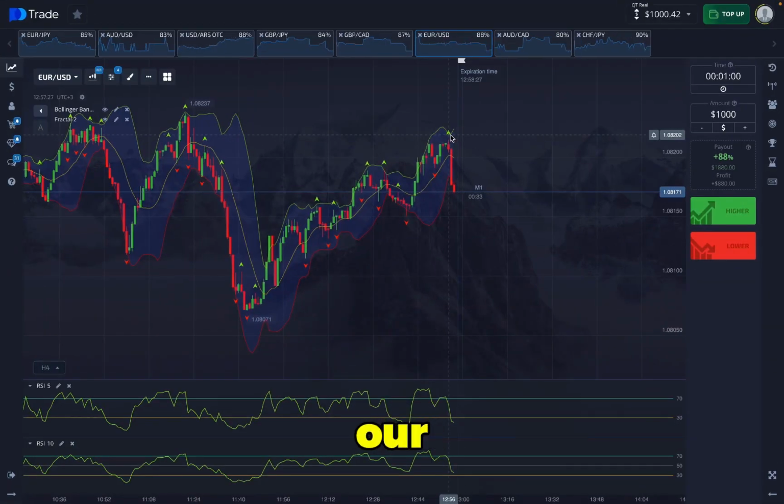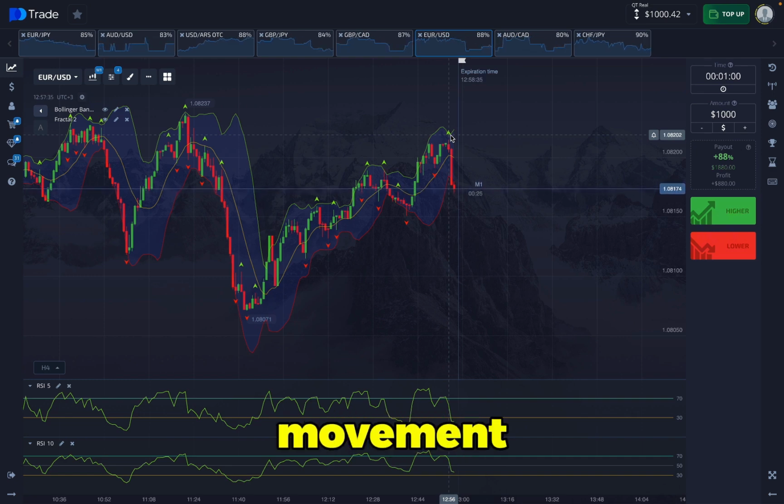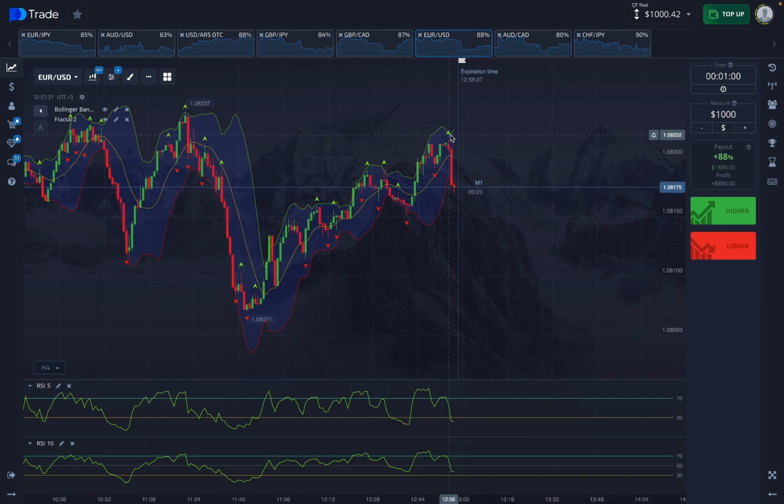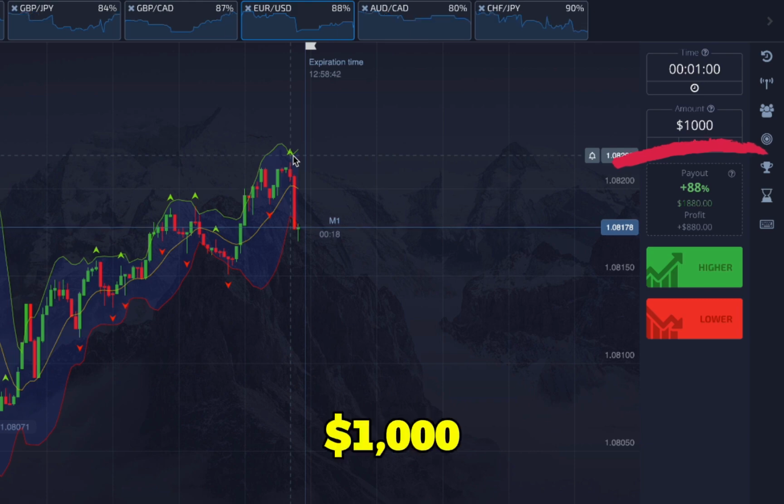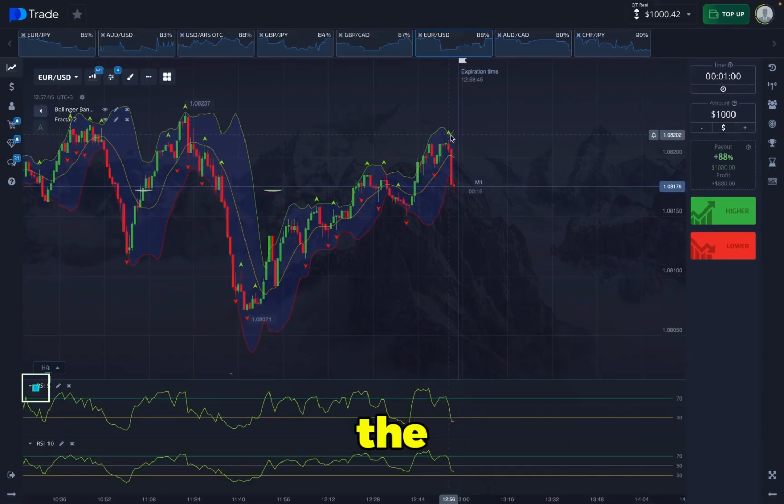So let's start our second trading session. I have already analyzed and selected all the currency pairs with the most optimal movement pattern and payout percentages. You can see them in front of your eyes. Let's start with a deal of $4,000. We will open for the entire balance.